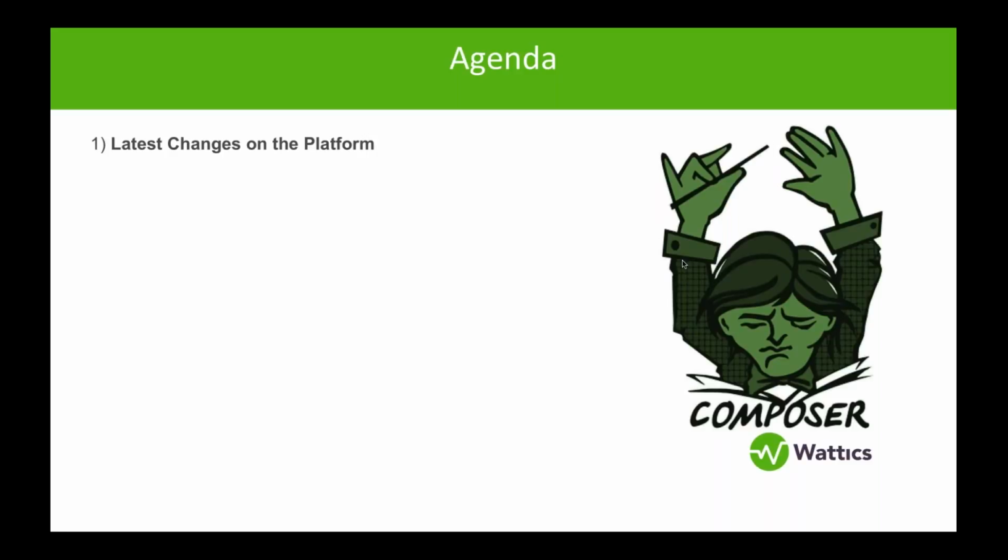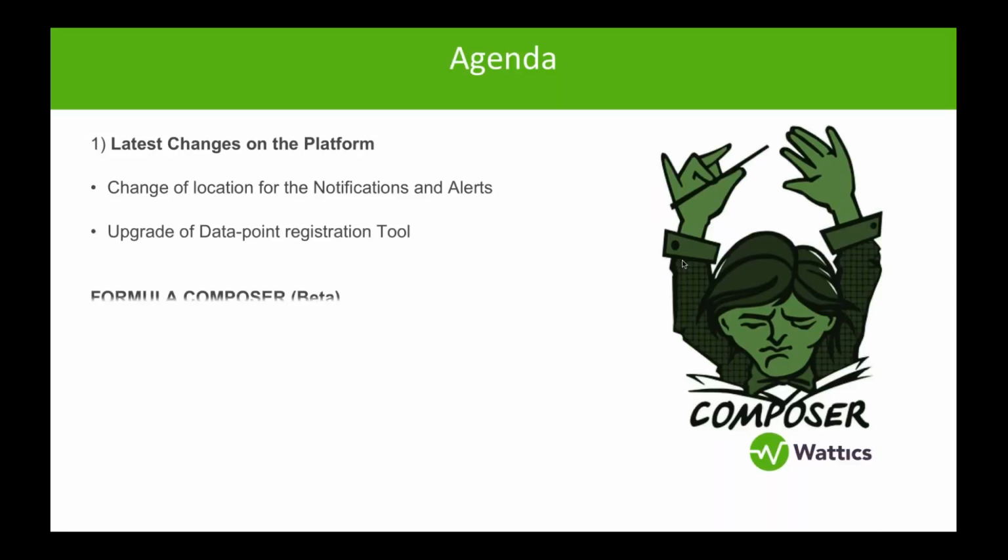There are also a couple of other changes that I've made on the platform. The first change is the location of the notification and alerts tool, which before was at the end of the platform and has now been brought to the beginning because several partners requested that it be more visible. Then the upgrade of the data point registration tool. Many of you are registering your data points independently from Wattics, adding them to your platform and sharing them with your customer. We have upgraded the data points registration tool in the admin section to make it more intuitive and simpler to use.